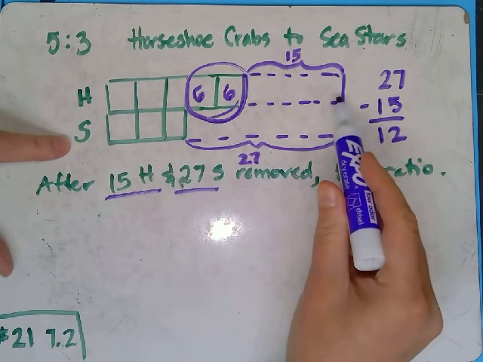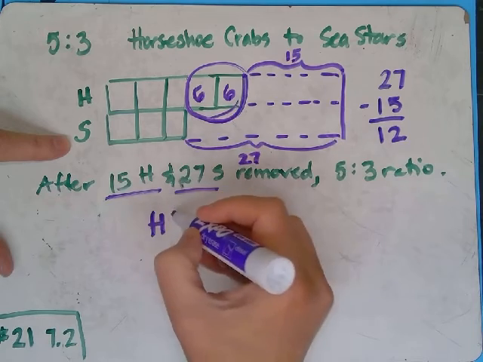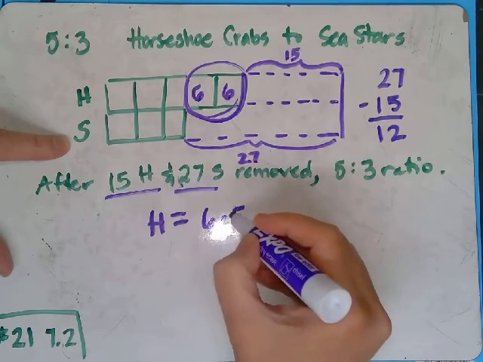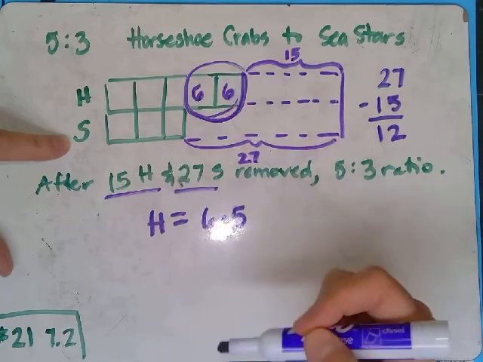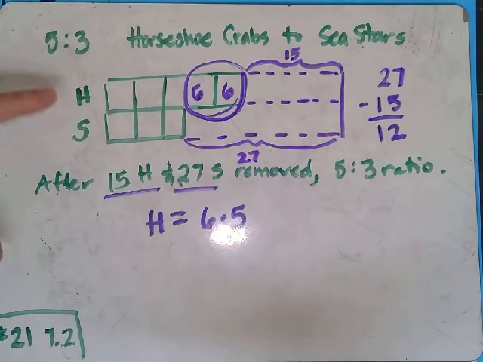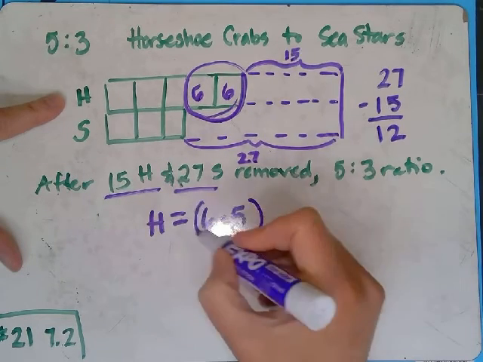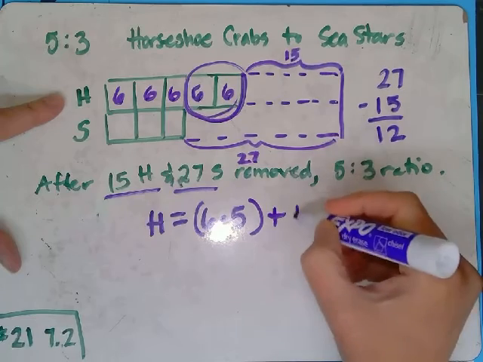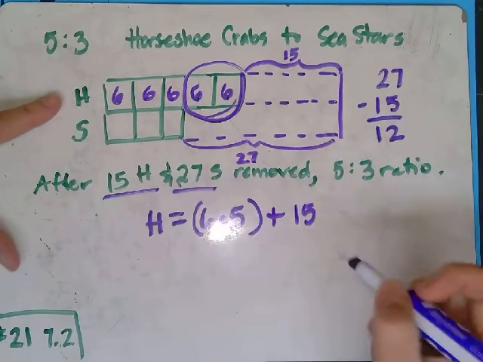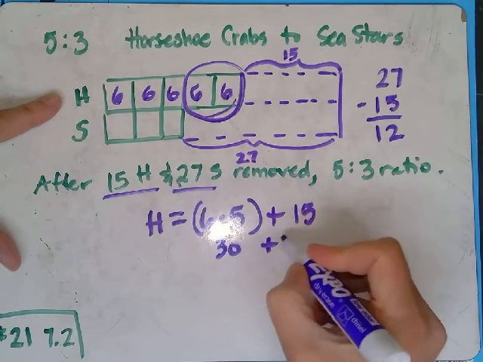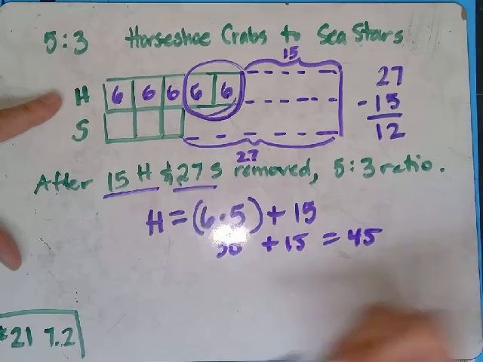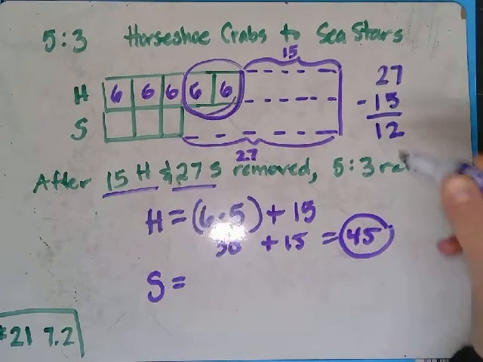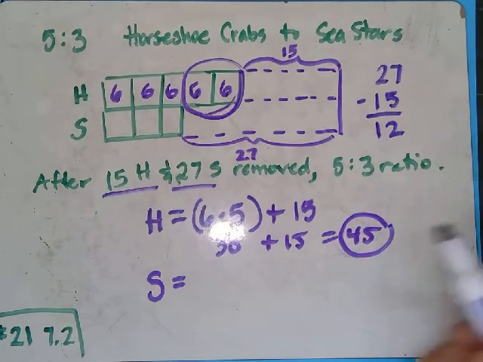Okay, so that can help us figure out what we started with, because to figure out how many horseshoe crabs I started with, I'm going to need 6 times 5, because now I have the ratio of 5 to 3, and 5 is the horseshoe crabs. So 6 times 5, plus the 15 that were removed. 6 times 5 is 30, plus 15 is 45. The sea stars should come out to also be 45, right? Because they started with the same number.